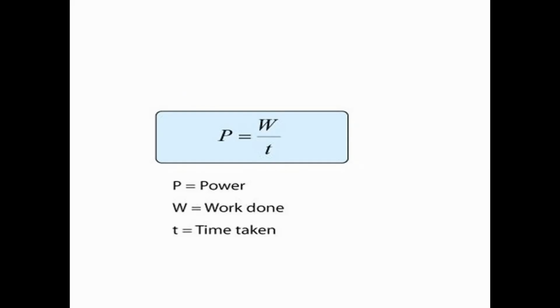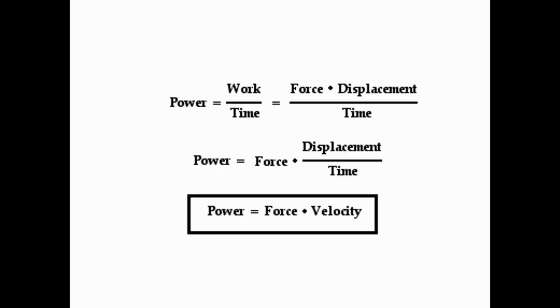Here comes the power equation. Power equals work by time, and here come the substitution equations. We have already written power equals work by time, and work equals power into time. Then we can write power equals work by time. Work, as we saw in the first slide, is defined as force into displacement. So work is changed to force into displacement by time, and displacement by time is the equation for velocity. So power is equal to force into velocity.